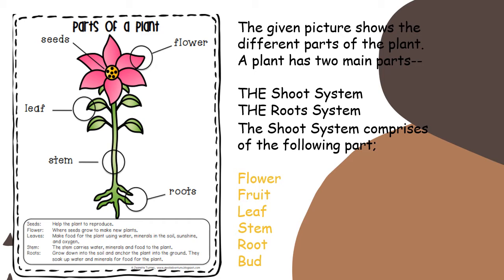Roots help to absorb water and minerals from the soil and also act as an anchor. When the winds are strong, it helps the plants to stay firm and not get carried away.